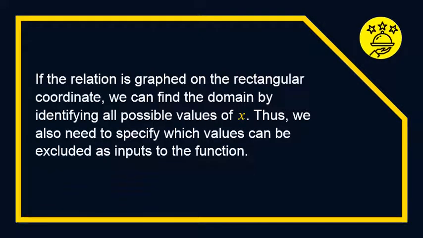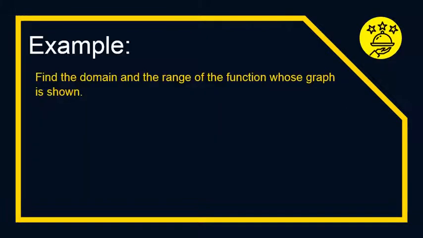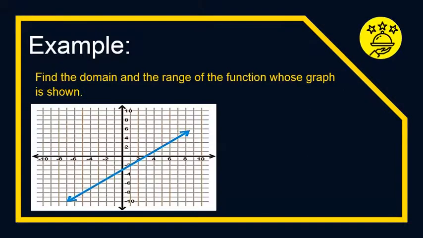If the relation is graphed on the rectangular coordinate system, we can find the domain by identifying all possible values of x. Thus, we also need to specify which values can be excluded as input to the function. For example, find the domain and the range of a function whose graph is shown.